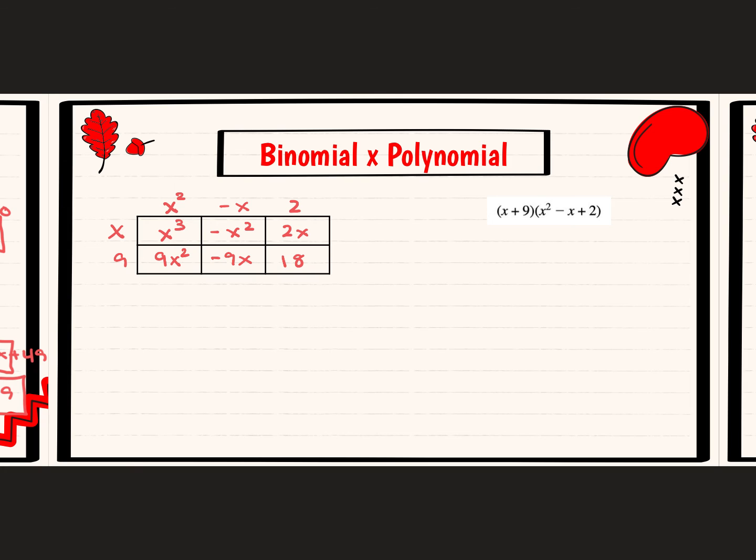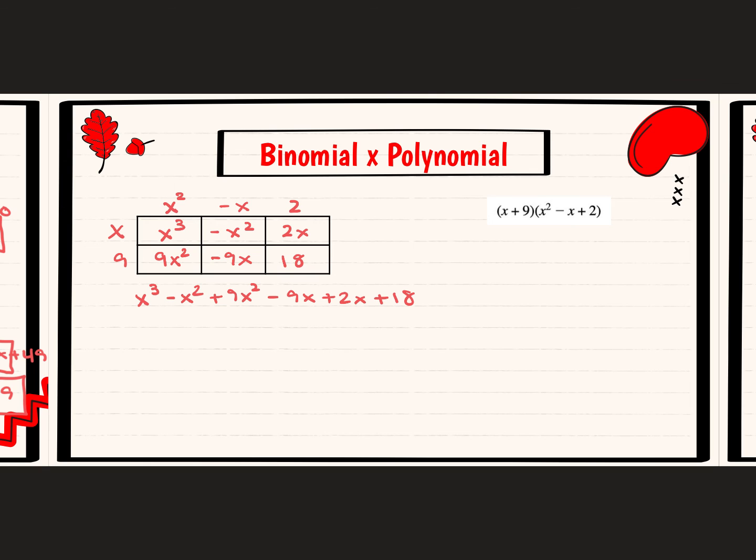Just going to pull all those pieces out. So I have x cubed minus x squared plus 9x squared minus 9x plus 2x plus 18.